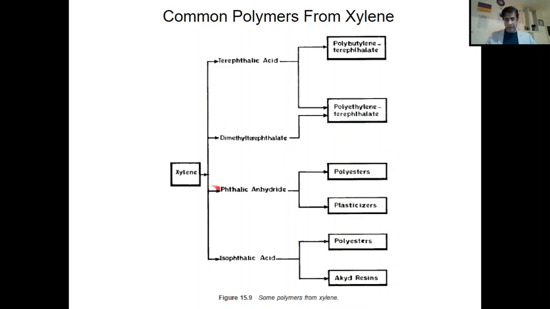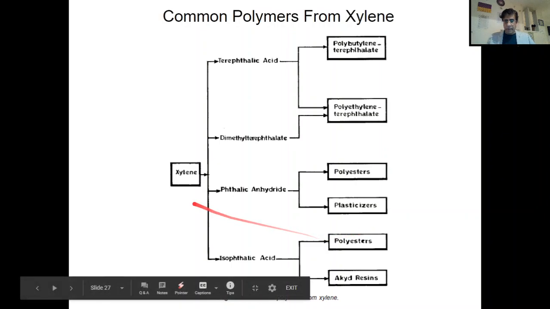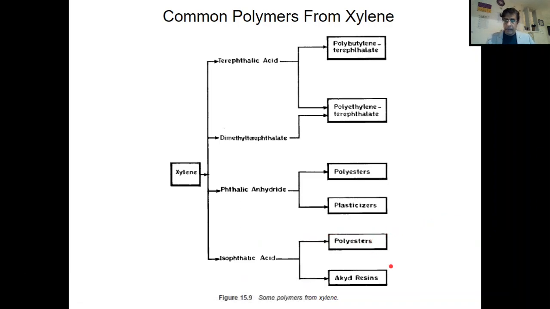And if you have xylene, that can be converted into phthalic anhydride. From the phthalic anhydride you can get polyester, and you can also use it as a plasticizer. And from xylene it can also be converted into isophthalic acid, which can be used as a plasticizer and alkyd resin. Okay, so this is the main polymer product obtained from xylene.